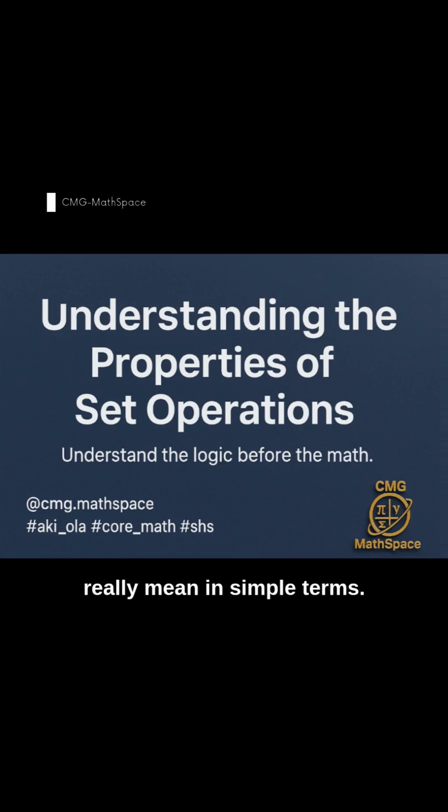Alright, so before we jump into solving questions on the properties of set operations, let's understand what these properties really mean in simple terms. You see, in math, and especially in set theory, these properties tell us how sets behave when we combine them. Whether we are taking unions or intersections, the idea is the same. We are looking at how flexible these operations are. Let's go over the three key ones: commutative, associative, and distributive. Don't worry about the big names. I'll explain them in a way that sticks.